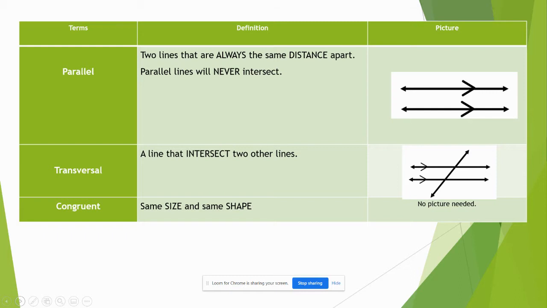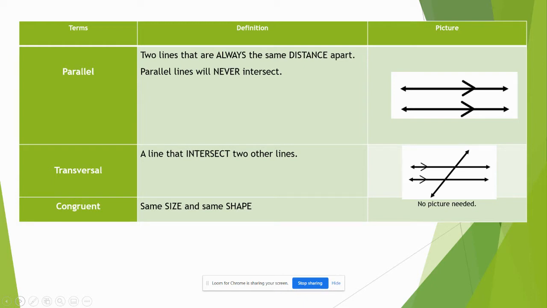Okay, in this lesson, we are going to be learning a lot of vocabulary. So during the practice, you'll probably be referring back to the vocabulary part a lot as you are learning the terms. We're going to start off with parallel. That term is probably pretty familiar to you.